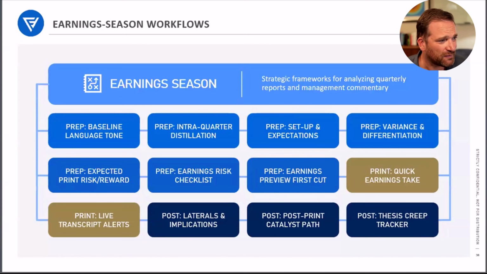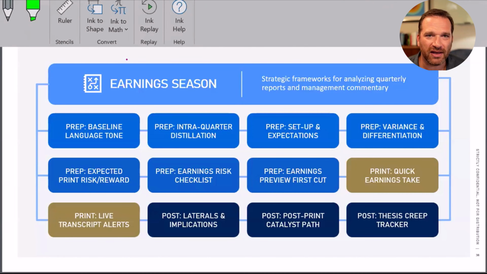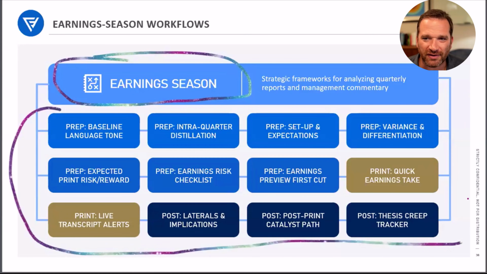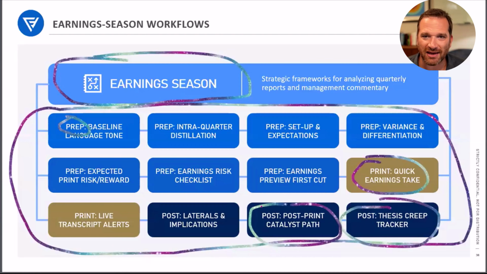So what we've started the kickoff of doing for our AI program is breaking all 12 of our modules into the sub-modules, the discrete workflows: 8, 10, 12 different discrete workflows that I would undertake during an earnings season, anywhere from the prep of baseline language tone to the print of an earnings quick take to the post of a thesis creep tracker or post-print catalyst path.